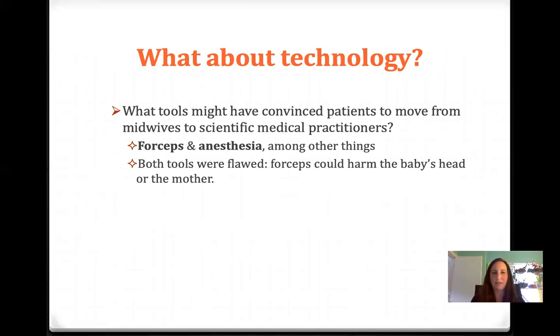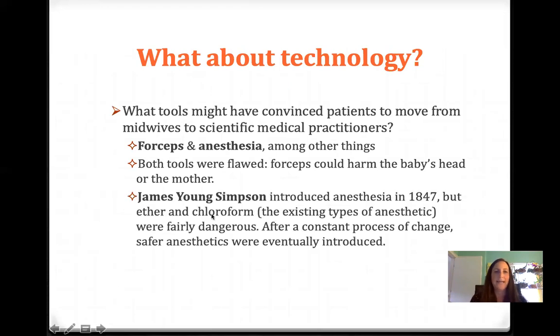C-sections were already around, but it's a really traumatic surgery. So if forceps could be used, it is less invasive, but it's not perfect. And James Young Simpson introduced anesthesia in 1847, but ether and chloroform, the existing types of anesthetic, were fairly dangerous. After a constant process of change, safer anesthetics were eventually introduced.